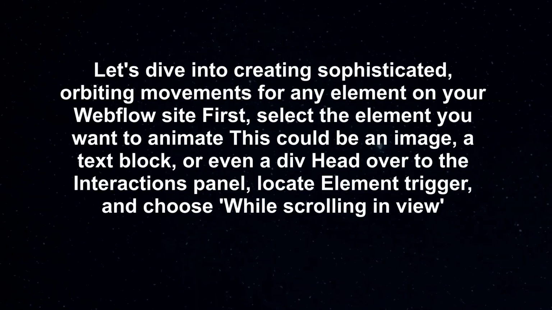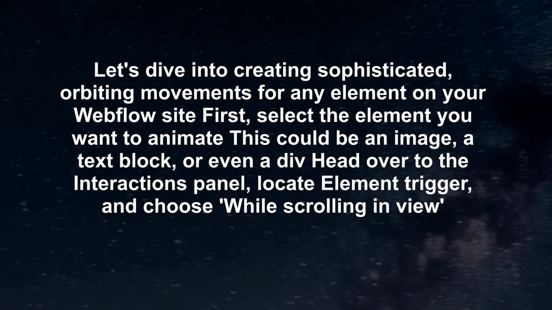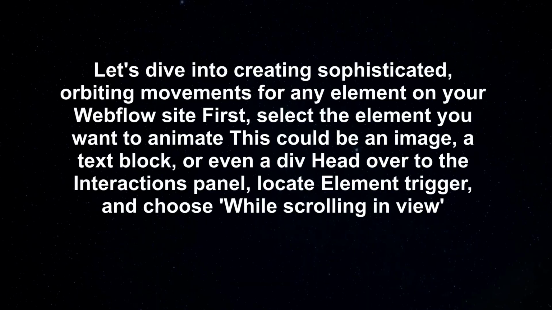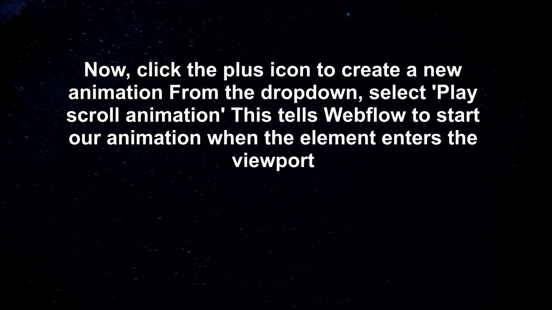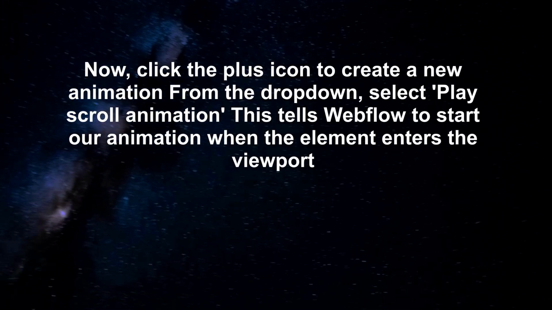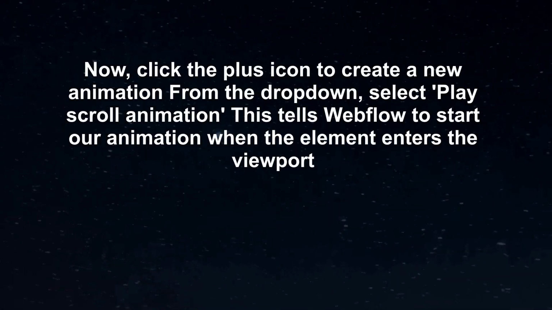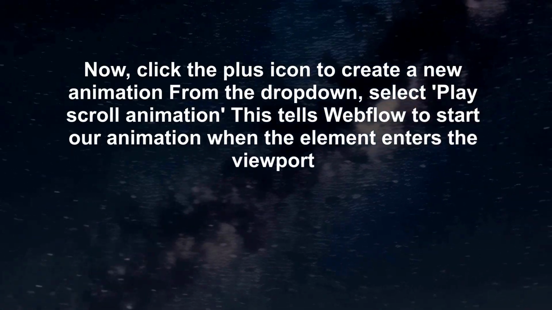First, select the element you want to animate. This could be an image, a text block, or even a div. Head over to the Interactions panel, locate Element Trigger, and choose "While scrolling in view." Now, click the plus icon to create a new animation from the drop-down. Select Play Scroll Animation. This tells Webflow to start our animation when the element enters the viewport.